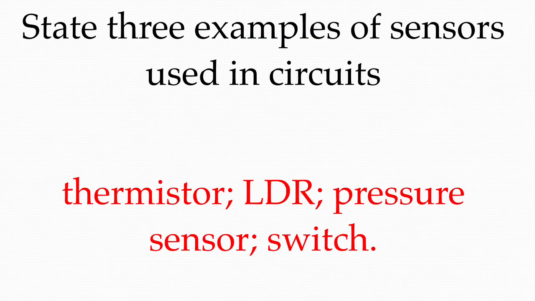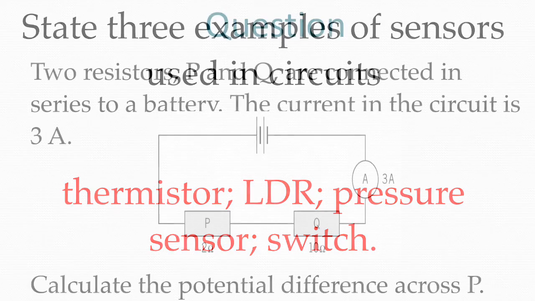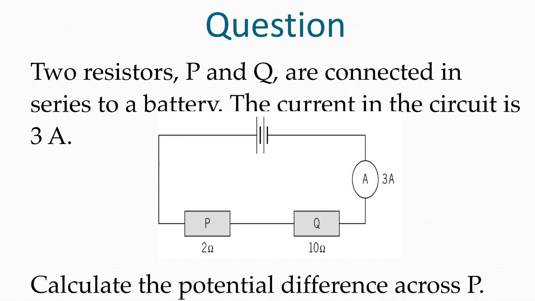You probably thought of thermistor and light-dependent resistor and may have thought about a pressure sensor or switch. Here we have a circuit with a battery, 2 resistors, P and Q, and an ammeter. We know that the current throughout the circuit is 3 amps and the resistance of the resistor P is 2 ohms. I'd like you to calculate the potential difference across P. Pause the video now and put your answer in your book.